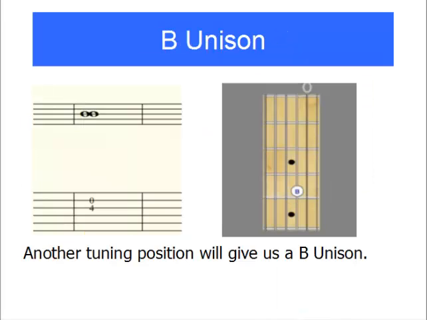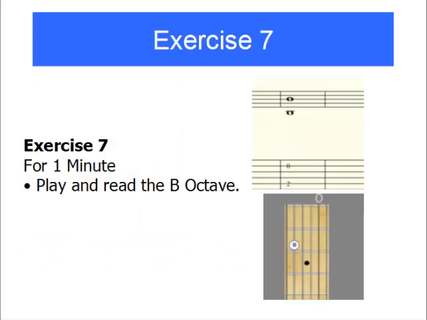Another tuning position will give us a B unison. Okay, that you've probably done. Tuned your B string, your G string with the B string. So it's a little sharp here. I'm turning my G string down a little. Okay, there's your unison B.